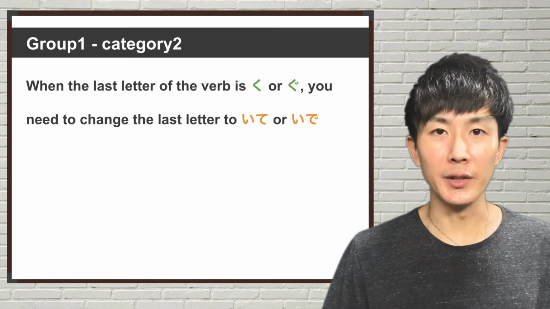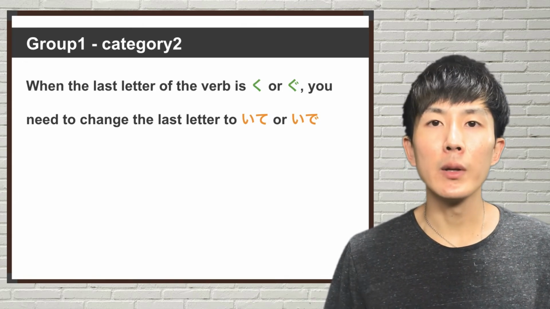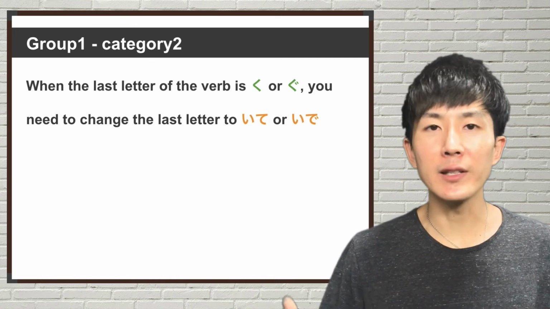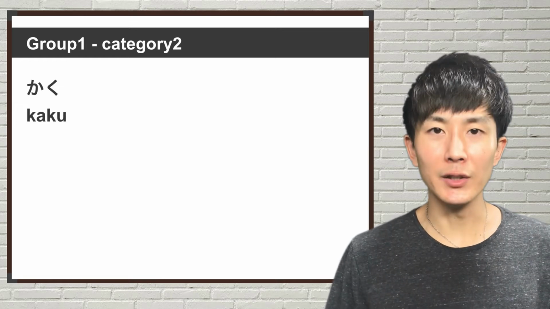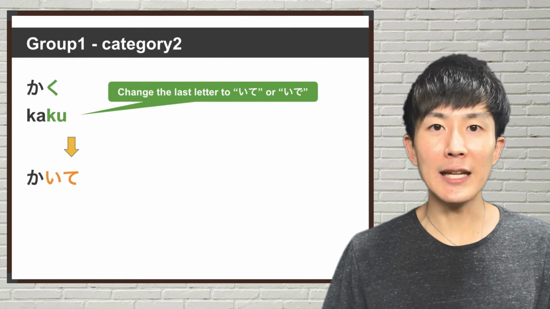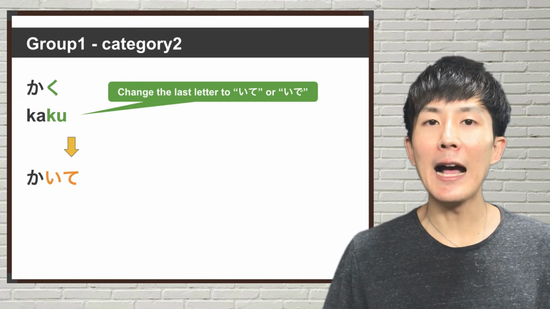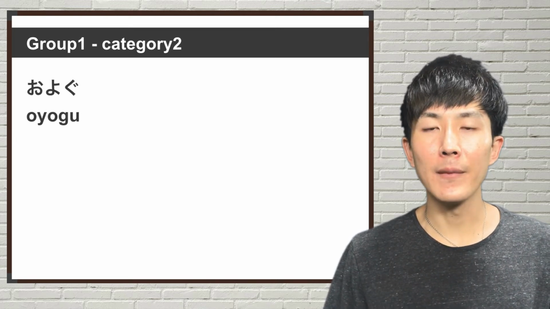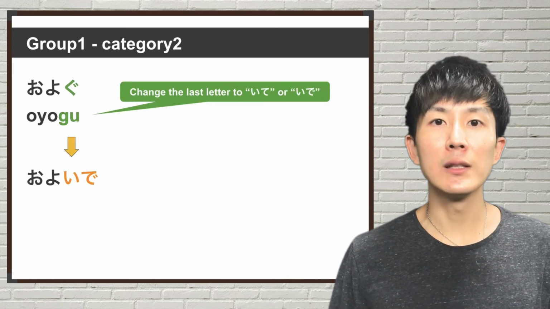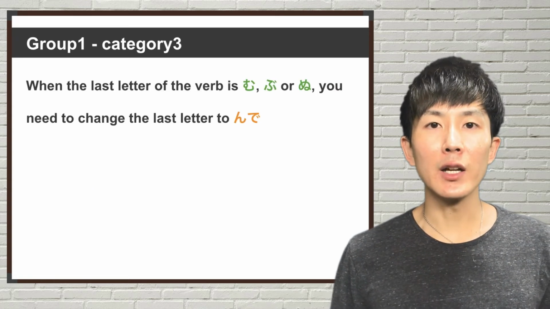Next, category 2. When the last letter of the verb is く or ぐ, you need to change the last letter to いて or いで. For example, 書く, which means write. The last letter is く, so you need to change it to いて. So it becomes 書いて. 泳ぐ, which means swim. Then it becomes 泳いで.